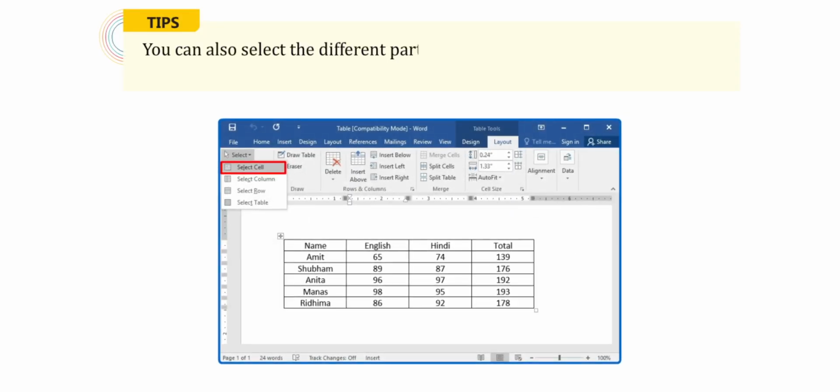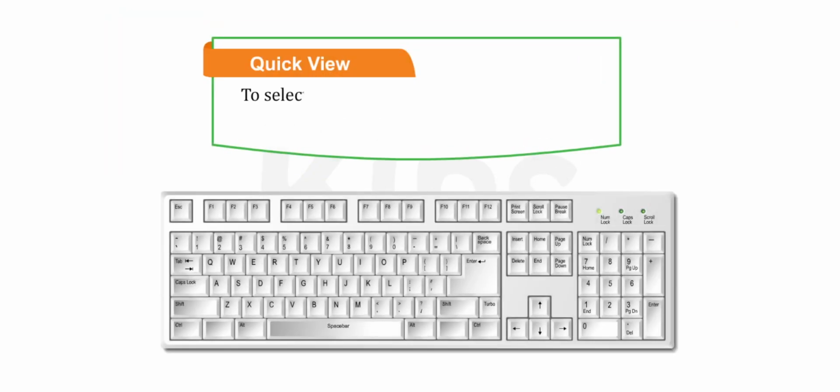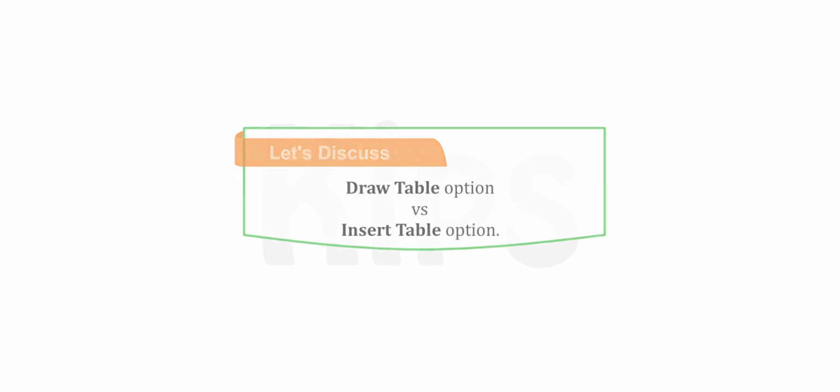Let me give you a tip. You can also select the different parts of a table by using the Select button in the Table Tools on the Layout tab. Students, let's take a quick view. To select an entire table, click anywhere inside the table and press Alt plus 5 key on the numeric keypad with number lock off. Quickly recall what is the difference between Draw Table option and Insert Table option.